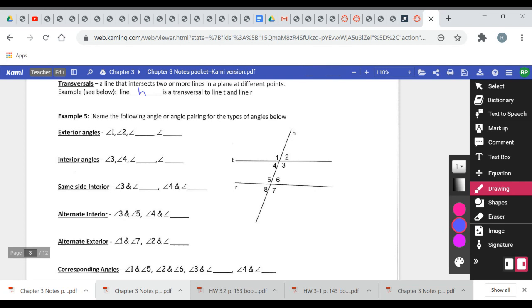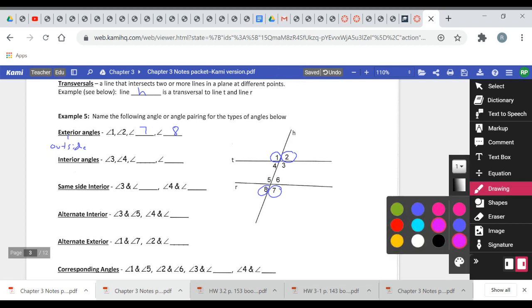So first of all, exterior, what do you think of when you think of the word exterior? I think of the word outside. Like I'm going to paint the exterior of my house means I would paint the outside of my house. So they're already giving you some examples that angle 1 is an exterior angle, angle 2 is an exterior angle. So see if you can think of what the other exterior angles are. And hopefully you're thinking angle 7 and angle 8.